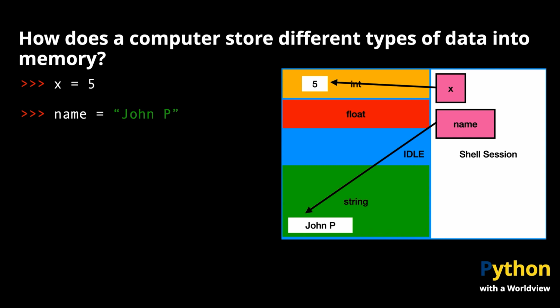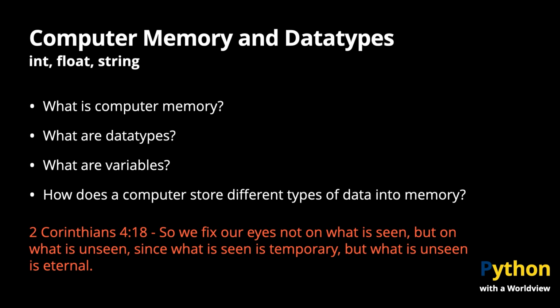And so this is a very elementary introduction to how a computer stores different types of data into memory. So that's the sum of our lesson today. We've answered the four questions. What is a computer? What are data types? What are variables? And how does a computer store different types of data into memory?